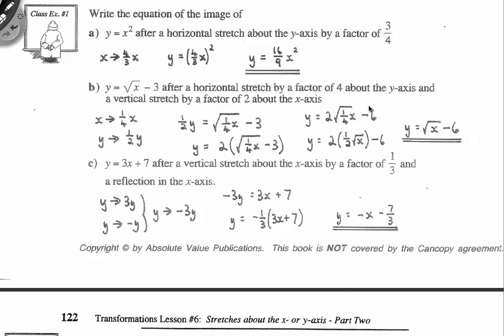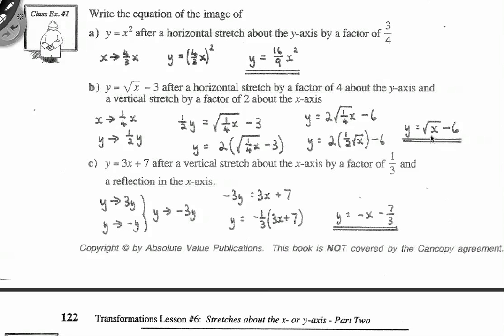And then we can take the square root of 1/4. It's just 1/2. So 2 times 1/2 is 1. It ends up just being y equals the square root of x minus 6. So notice, even though we do the replacements here into the equation, we still need to simplify this equation until we get our simplest answer here.